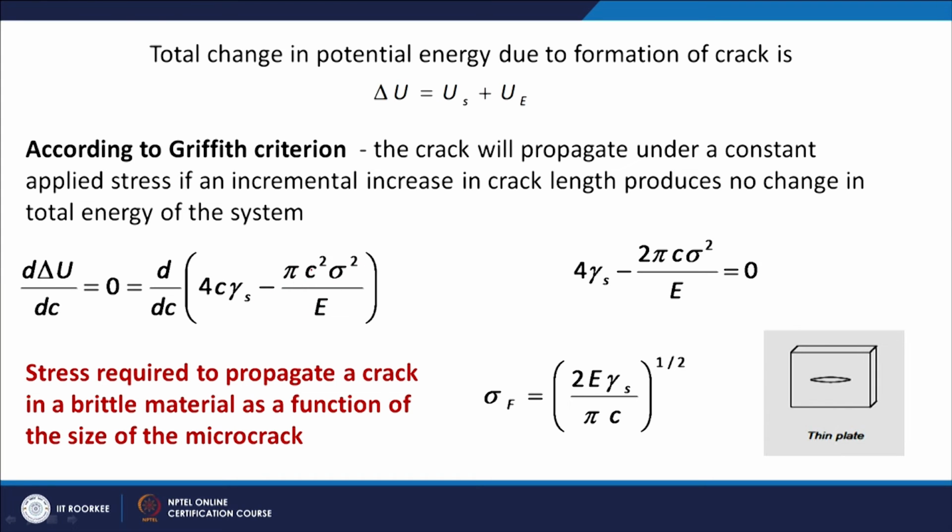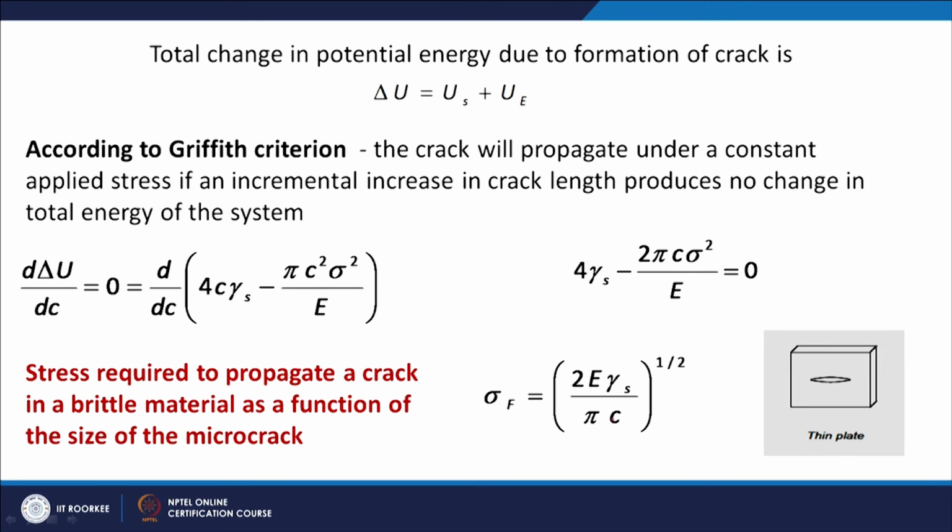So, this is c square, so it will become 2c. So, 2 pi c gamma sigma square by E equal to 0, and that will give you the required stress for fracture. It will be sigma equals (2 E gamma s upon pi c) to the power half. This is the stress required to propagate a crack in brittle material as a function of the size of the micro crack.